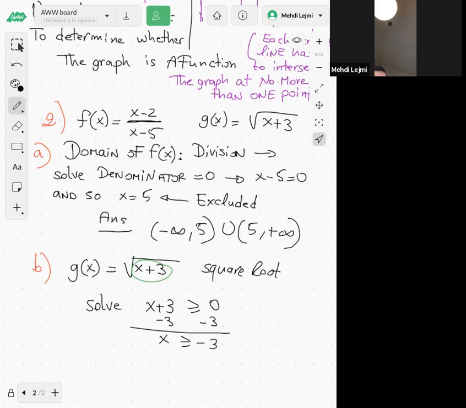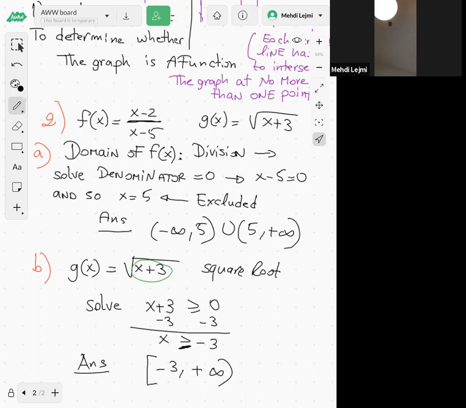So the answer, the domain of g, would be like, you start from negative 3, x is larger than negative 3. So you go from negative 3 to positive infinity. Negative 3, of course, is included because x can be equal to negative 3.